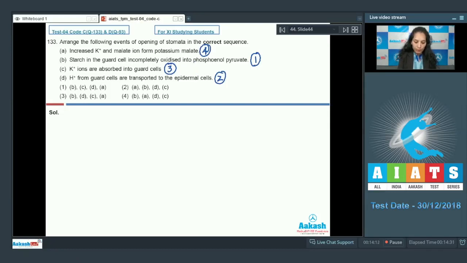So first should be B. So this option is ruled out. Second should be D. So all the options are ruled out except the third one. And third is C and the fourth is A. So the correct option for the given question is option number 3. Let's move on to the next question.